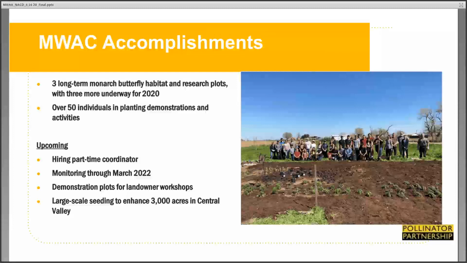So in our first year, we created 30 long-term monarch butterfly habitat and research plots, with monitoring underway at those. We also have 3 more plots that are going to be installed in fall of 2020. We engaged over 50 individuals in planting, demonstration, and activities.